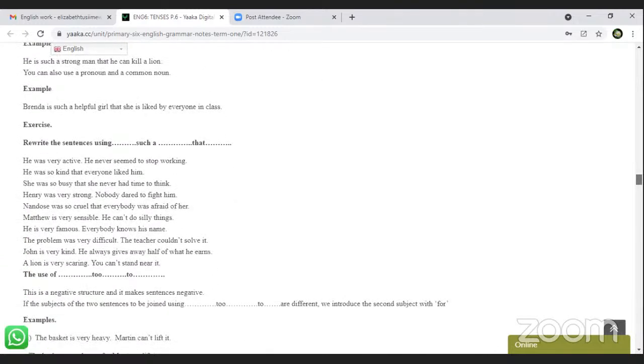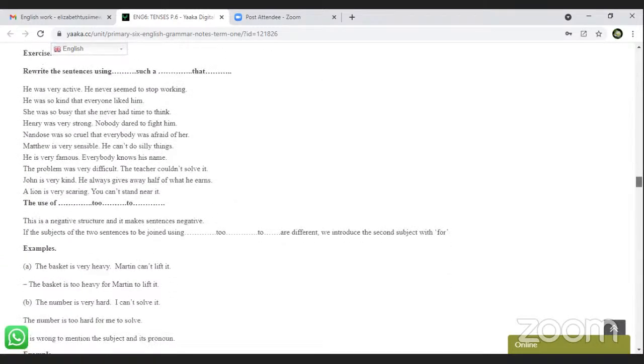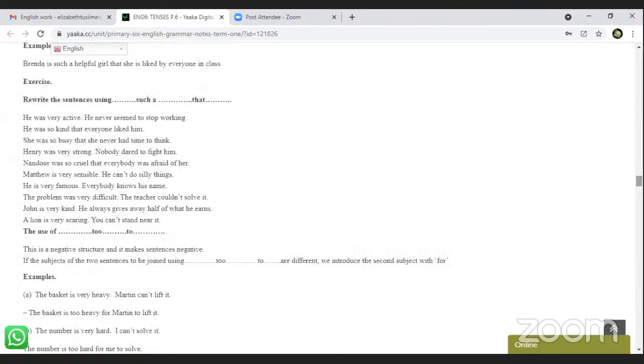Too is also an adjectival and adverbial structure. It can be an adjectival structure, it can be an adverbial structure. But it is used in the negative and makes sentences negative. So the basket is very heavy, Martin can't lift it. The basket is too heavy for Martin to lift. That one is supposed to be removed. The last it, we don't have it.